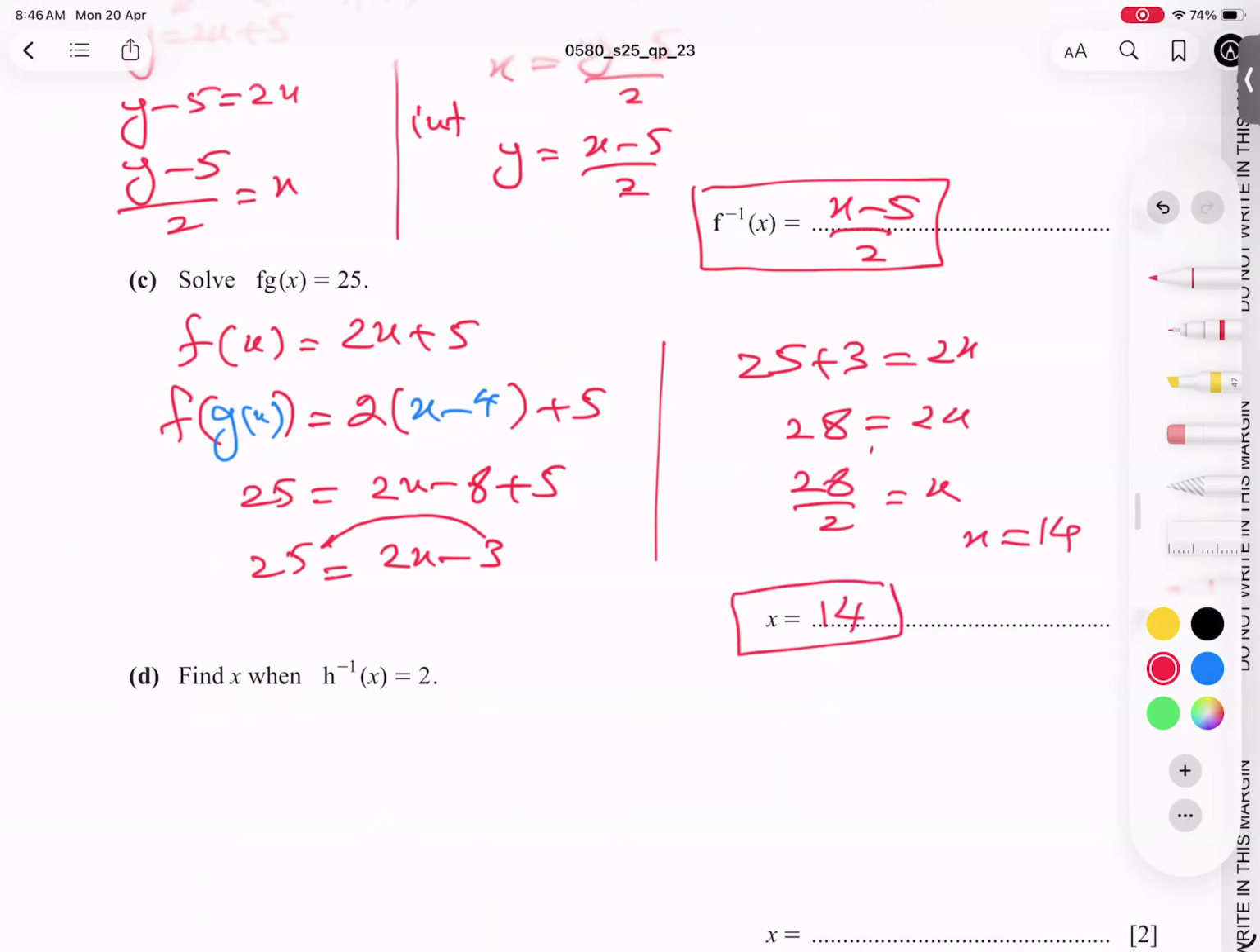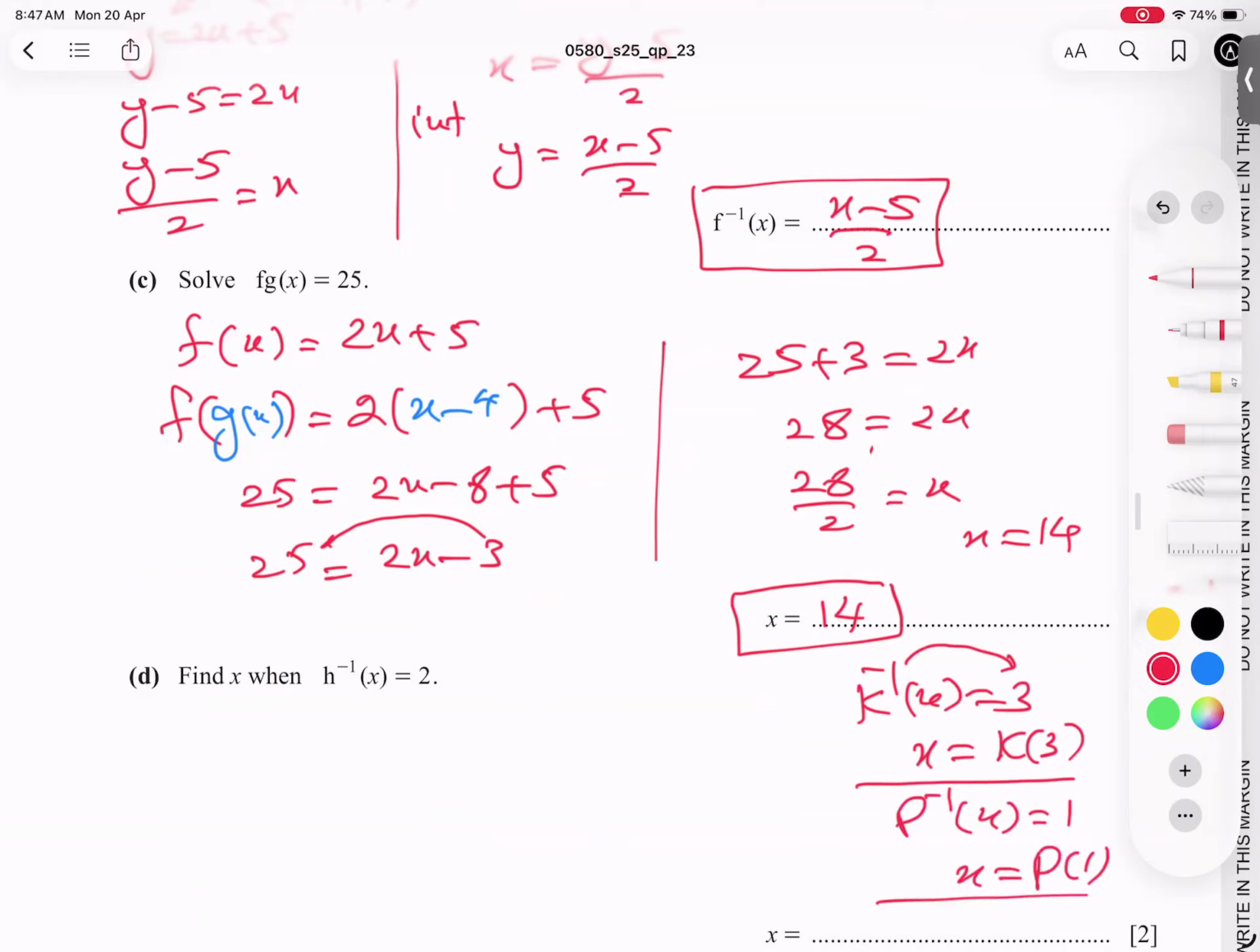I think now it's clear. Okay, next part is what he is asking from us. This one. This is a very important concept I just explained before. If we have k inverse of x equal to 3, this k inverse will go there and we get k of 3. This rule you must know. If I have p inverse of x equal to 1, this p inverse will go there and this will come in brackets. So I think it's clear.